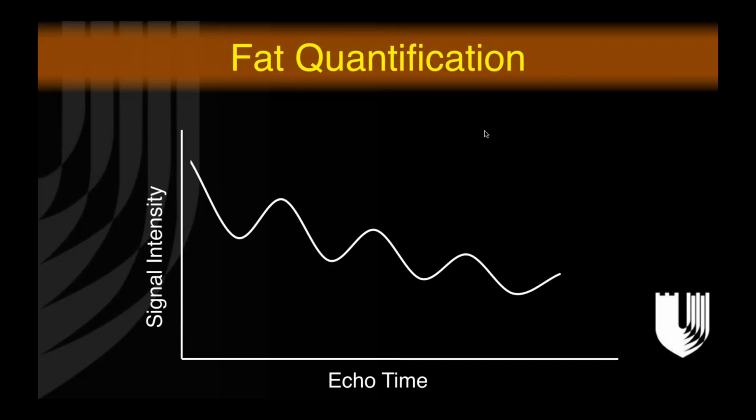And so this involves a gradient echo sequence, and this is the curve that describes what happens with your signal over time when you do one of these gradient echo sequences when there is fat present.